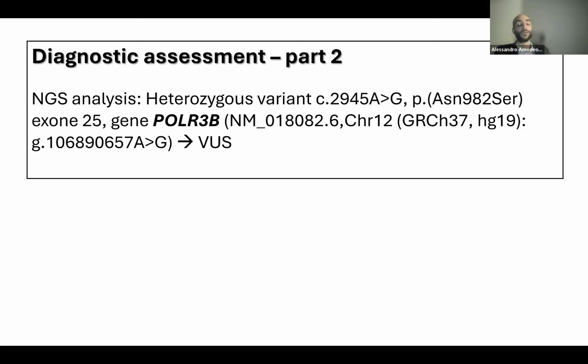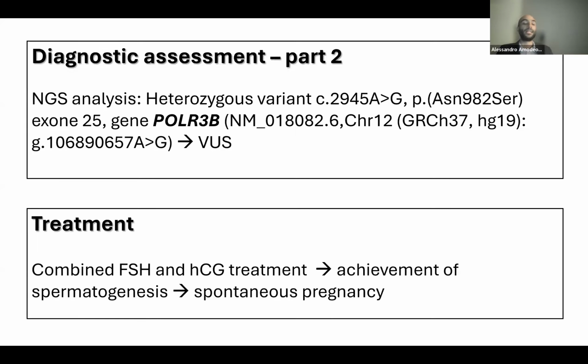So our patient was found to have a heterozygous variant of POLR3B, a gene associated with congenital hypogonadotropic hypogonadism, but even after the application of the criteria of the American College, this variant remained of uncertain significance as far as we currently know. Anyway, the patient started a combined FSH and HCG treatment. He achieved spermatogenesis and spontaneous pregnancy.